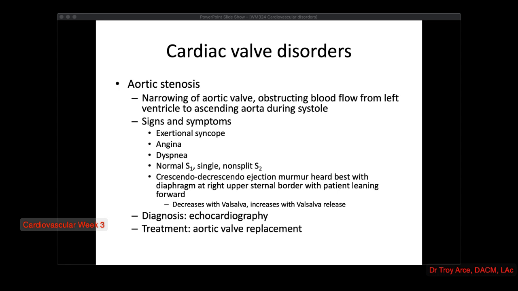And getting back to this line here, what is a crescendo-decrescendo murmur? Well, it's a mid-systolic ejection, and it's all due to blood flow through the semilunar valves. They occur at the start of blood ejection, which starts after S1 and ends with the cessation of blood flow. And it's also diagnosed with the echo. Whenever you have a structural issue, they like to use the echo a lot, right? And the treatment is, if it's bad enough, they go ahead and replace the aortic valve.